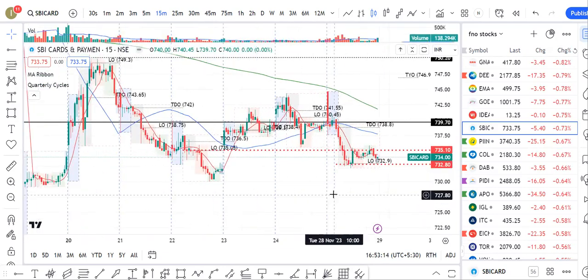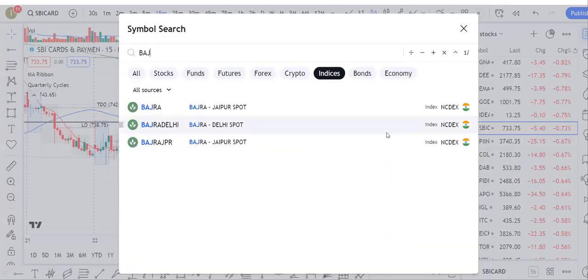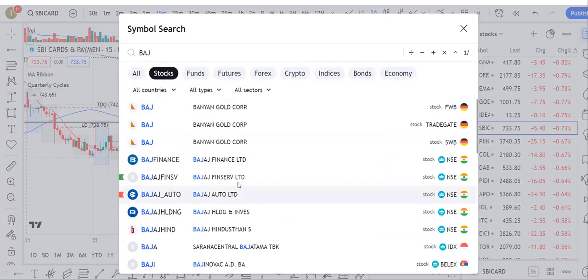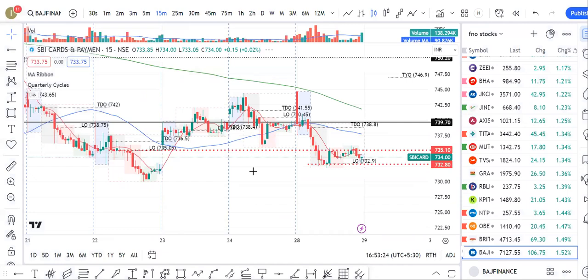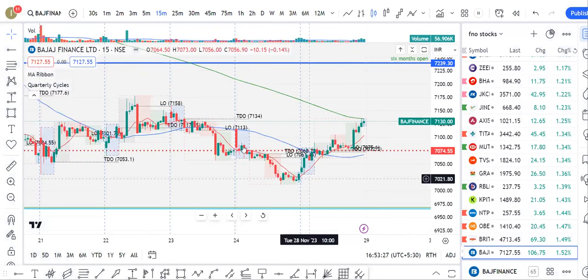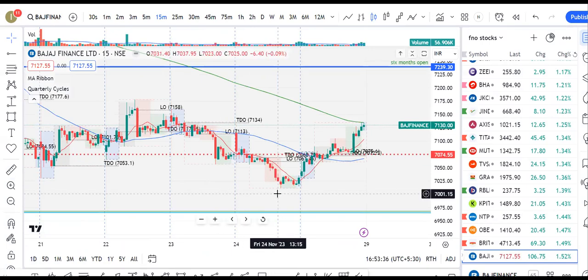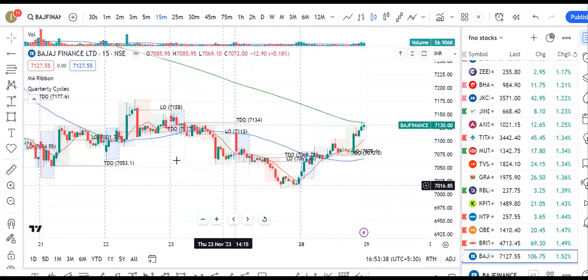We need to watch. Let us check Bajaj Finance. Bajaj Finance, because it gained today. Why did it gain? We shall check. See, this was the range. So for you, let me remove the drawings. Okay.